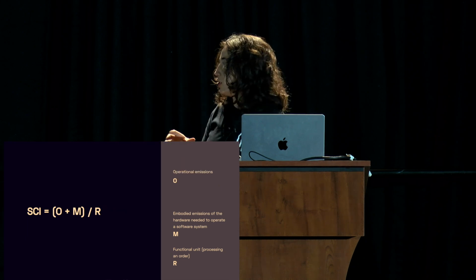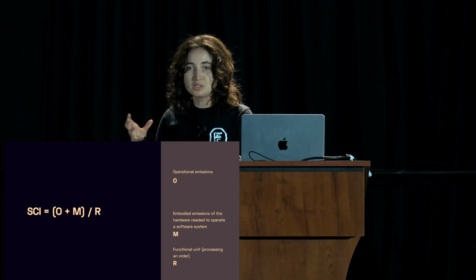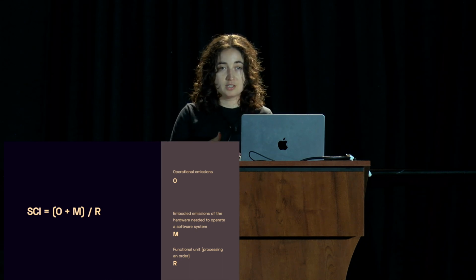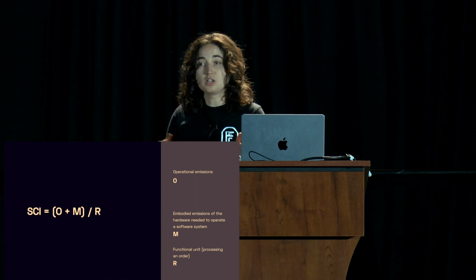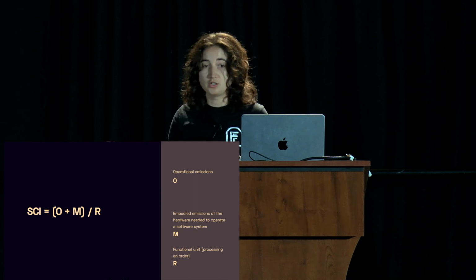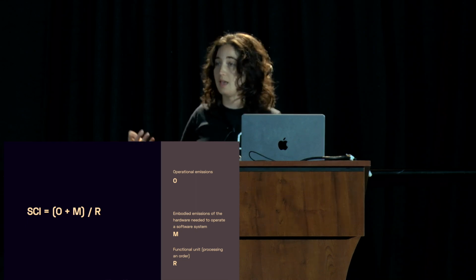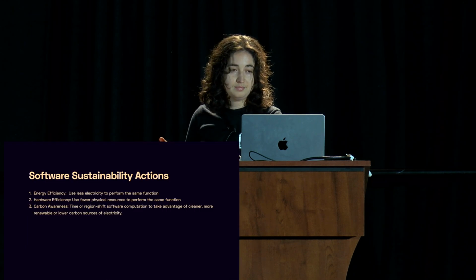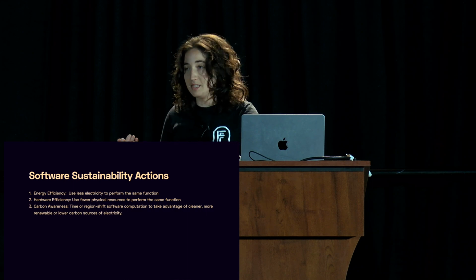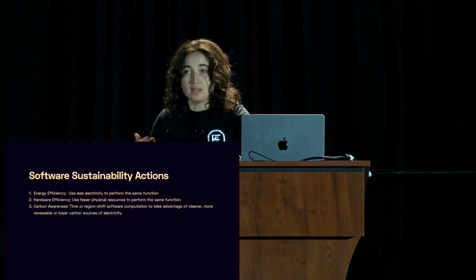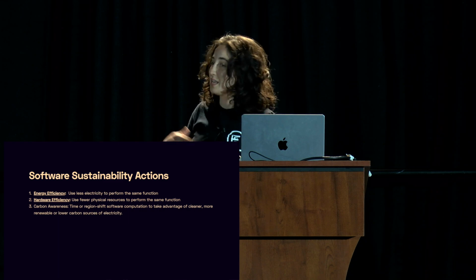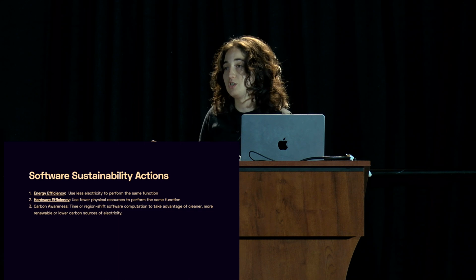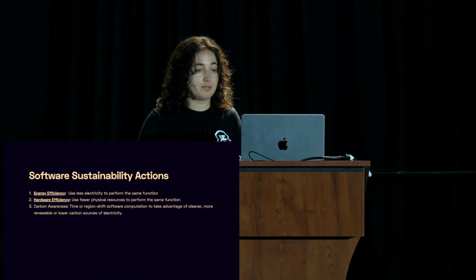And this is my favorite composition of the formula. It's reduced but somewhat expanded. Software carbon intensity is your operational emissions, the emissions of your software, plus your embodied emissions, the emissions of your hardware, per functional unit. So we want to reduce the O and the M in order to achieve better software carbon intensity. And we know the ways we can do some of these things. To simplify, we can use less energy to do the same function, and we can use less hardware to do the same function. And like I mentioned, you can also change where your applications are running.